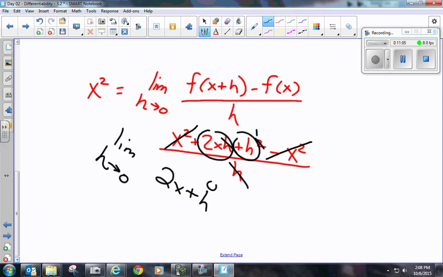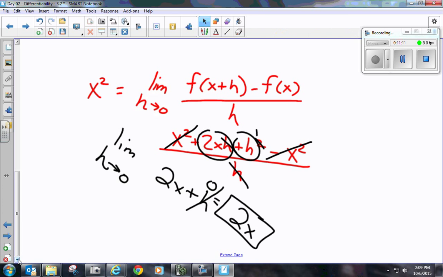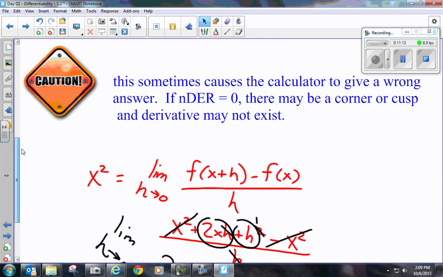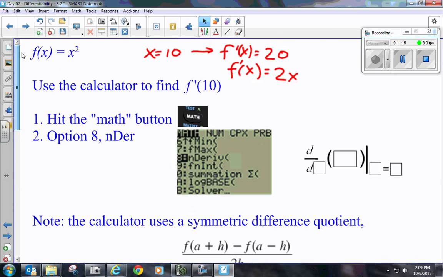If this is 0, indeed my derivative is 2x. That is the derivative of x squared. So you were right to make your assumption that if I throw in 10 for x and it's 20, I'm probably doubling whatever x is. That's correct. Now let's let the calculator do all the work for us.